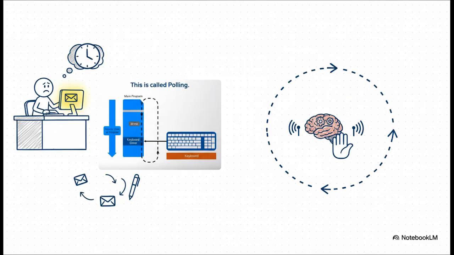So the most basic way to handle this is something called polling. Just imagine you're writing a super important report, but you're also waiting for an urgent email. Polling is like you having to stop writing every 10 seconds, check your inbox, see nothing, and then go back to your report. That is exactly what the poor CPU had to do.